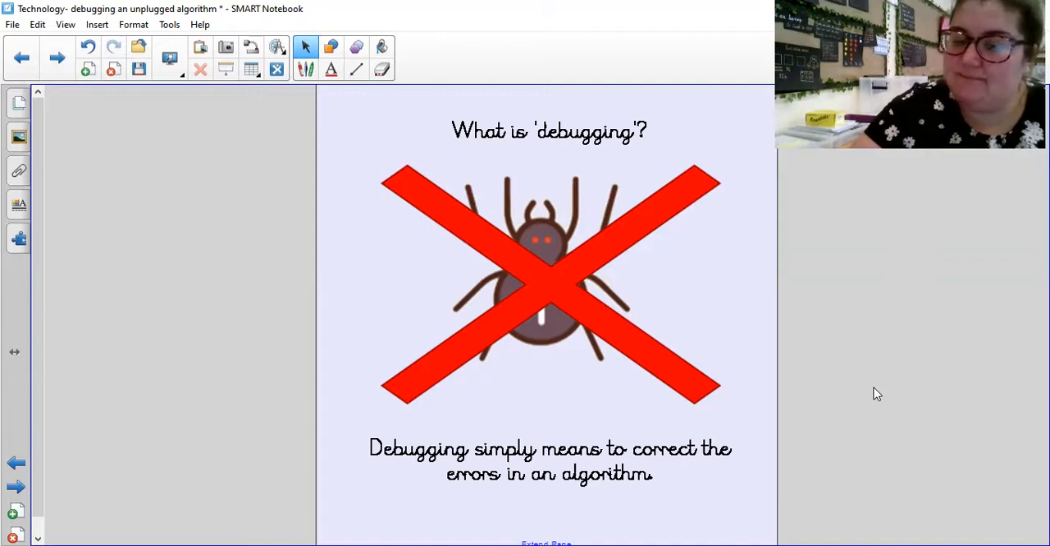So debugging simply means to correct the errors in an algorithm. Okay, so we're debugging, and D sort of means to get rid of something. I'm going to get rid of the bugs. Now, they're not real bugs. They're not spiders and ants and insects like that. Okay, but it's a good way for us to remember sort of what we mean. So they are errors, okay? They are things that have gone a little bit wrong, and we can debug them, and it basically means we can correct the errors, we can fix the errors. So if we're debugging, we are fixing.